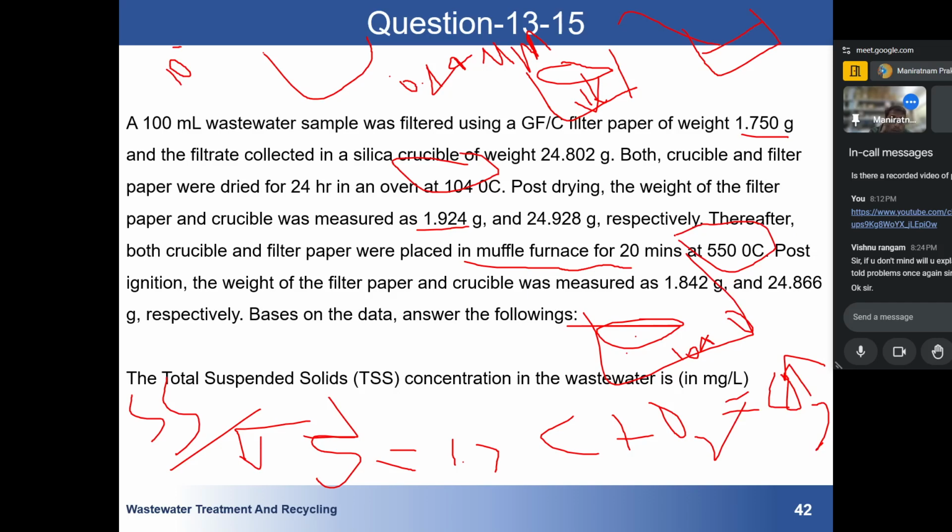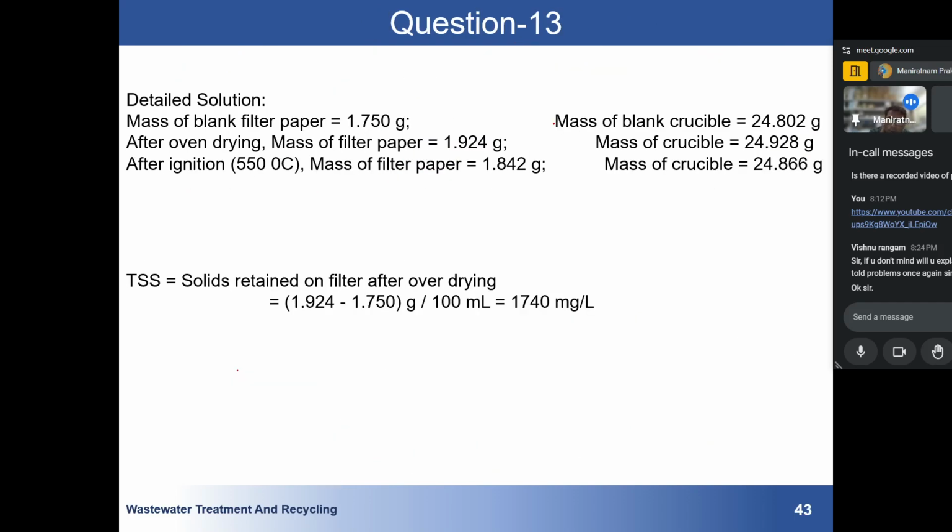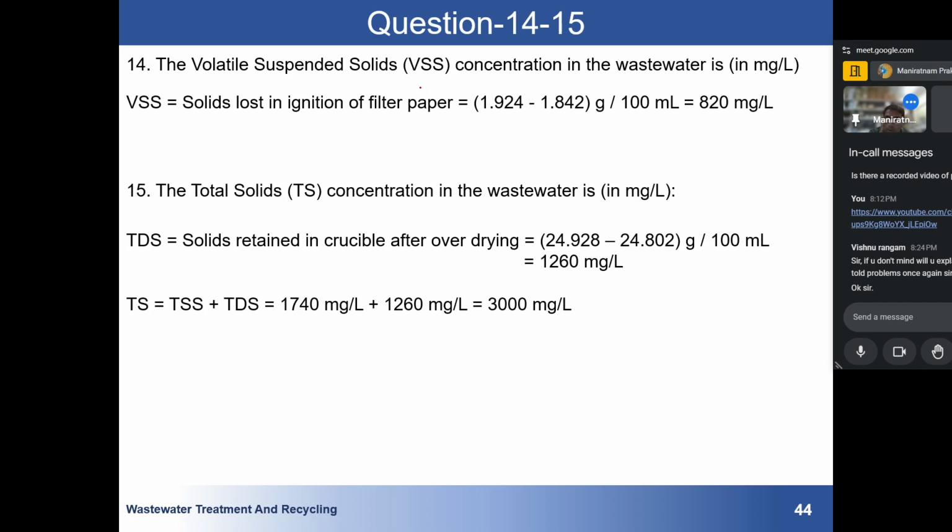the volatile solid. There is one more important temperature, that is 180 degrees Celsius, and 180 degrees Celsius is used to find the dissolved solid, which is not in this question. But remember, 180 degrees Celsius is used to find the dissolved solid. Okay, now. So given all the values, the next question is total volatile suspended solid.